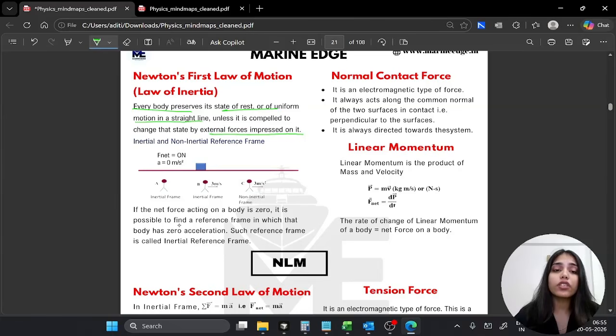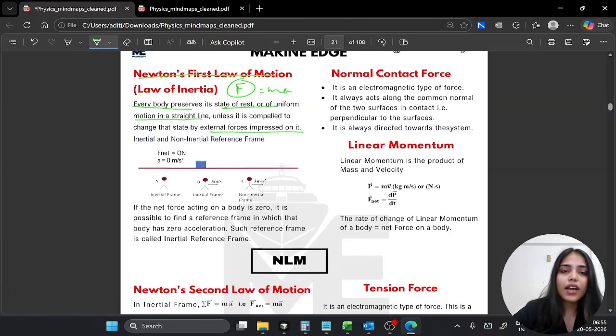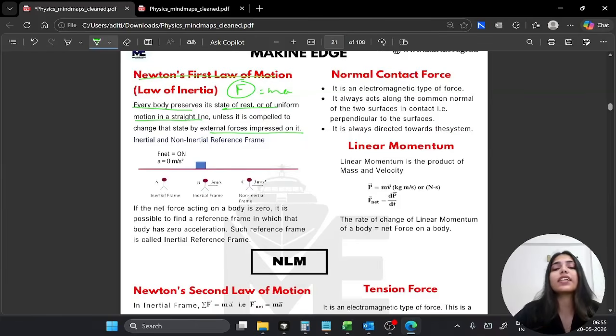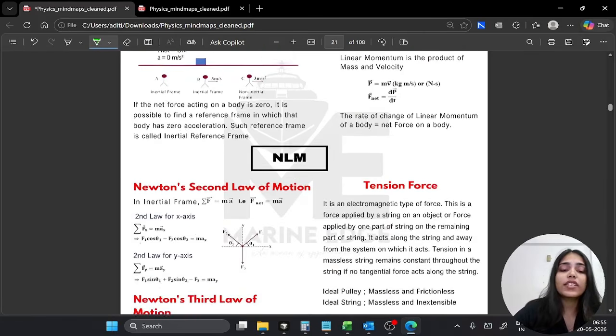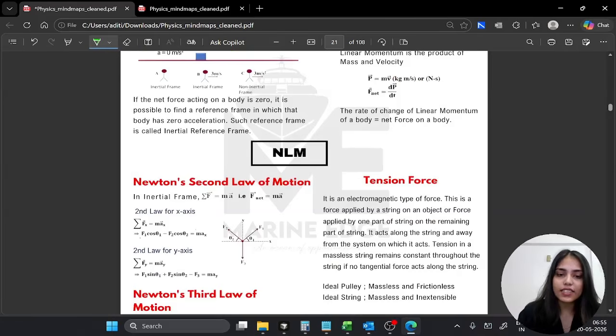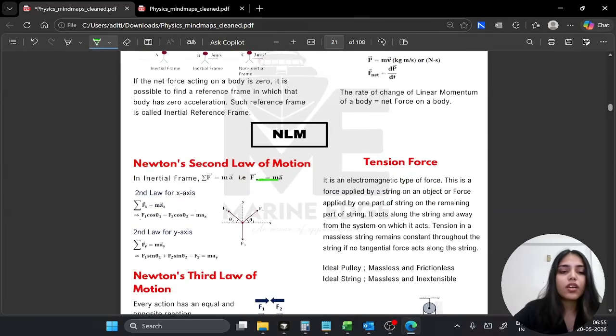This is the first law of Newton's laws of motion. From this law we get the formula for force, that is ma. Until there is an external force applied, there will be no change in motion. If there is no acceleration or no force, there will be no change. Now, the second law, where we exactly see F is equal to ma, is this one.